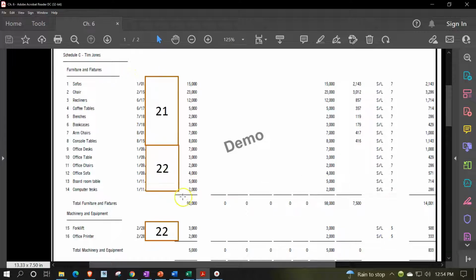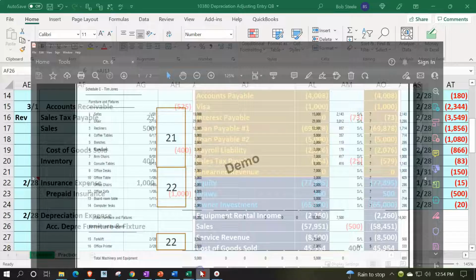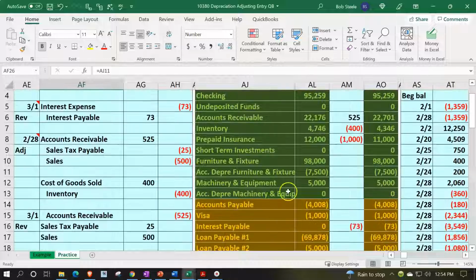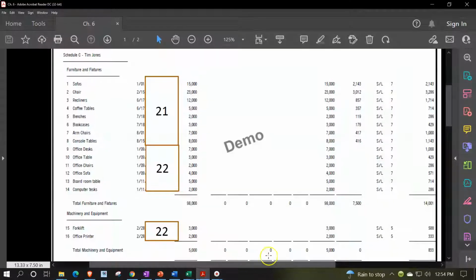We've got our total assets lining up to the 98,000 furniture and equipment. That should match what we have here. So we've got the 98,000 in that category. That looks good. And then we had the prior depreciation at the 7,500. Now we're going to record the current period.